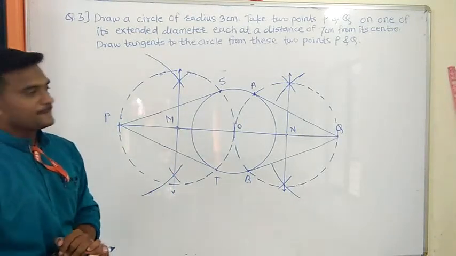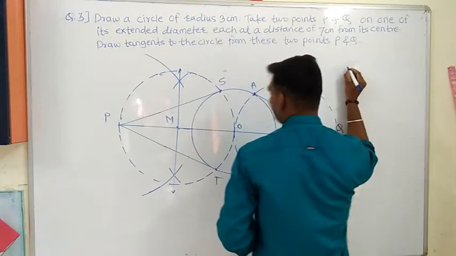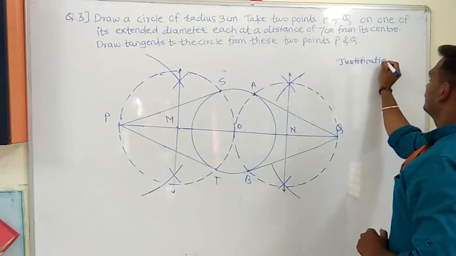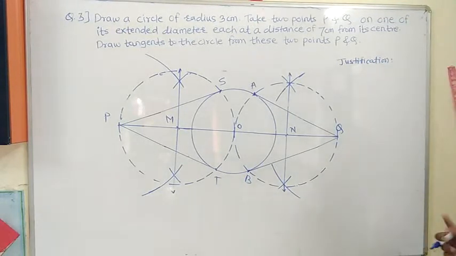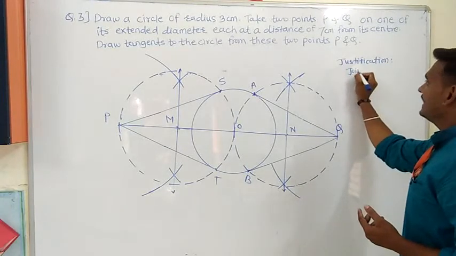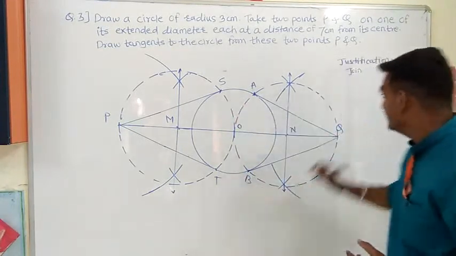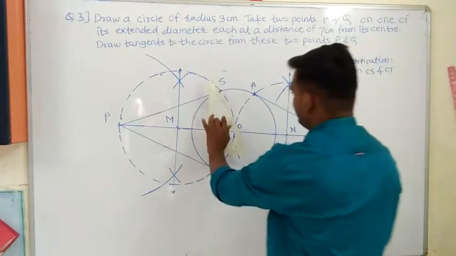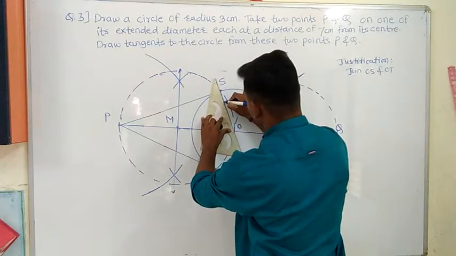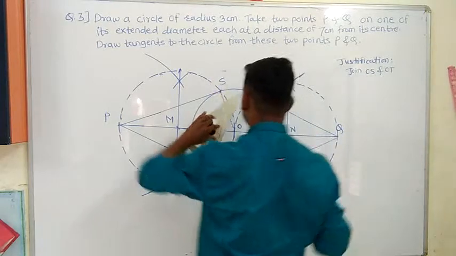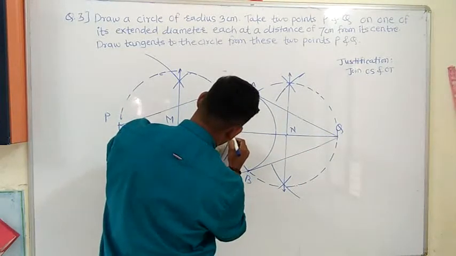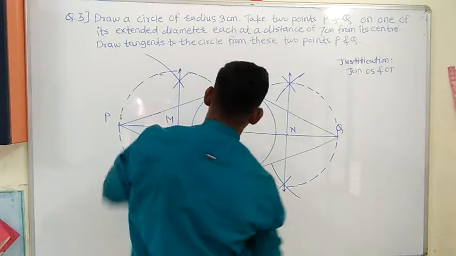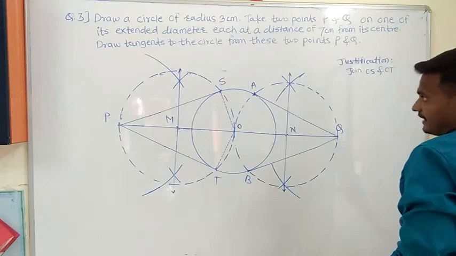Now, to write the justification, I will write here, justification. Along with this, we also have to justify it. First one, join OS and OT. See here, I will join this OS and OT. Now we have joined OS and OT.